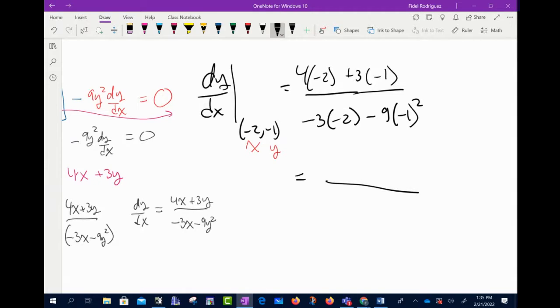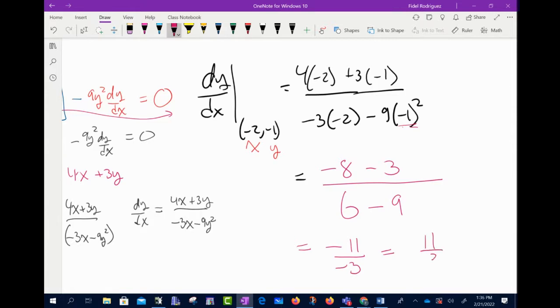Okay. So let's see, on the top, I'm coming up with a negative 8 minus 3. On the bottom, that should be a positive 6 minus 9 times 1. Isn't that still 9? Right, because negative 1 squared is 1, and 1 times 9 is 9. So is anybody coming up with negative 11 over negative 3, which is the same thing as 11 thirds?